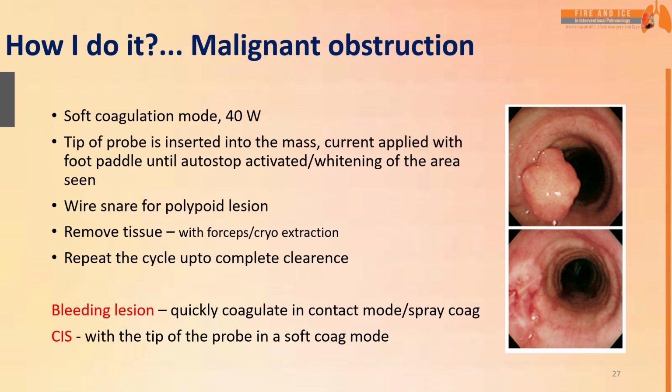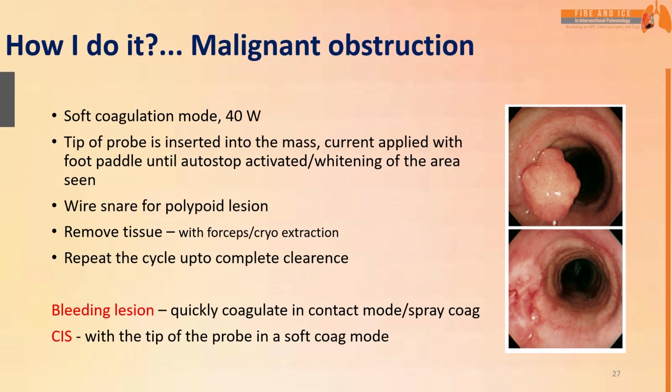In case of a polypoid lesion, a wire snare is encircled around the neck of the lesion. It is gently closed to the stalk. Current is applied and the tumor is released from the base. Then how to remove the tissue? We can remove the tissue by using forceps, by the tip of the rigid bronchoscope, or by cryo extraction. The cycle is repeated until complete clearance of the lesion.